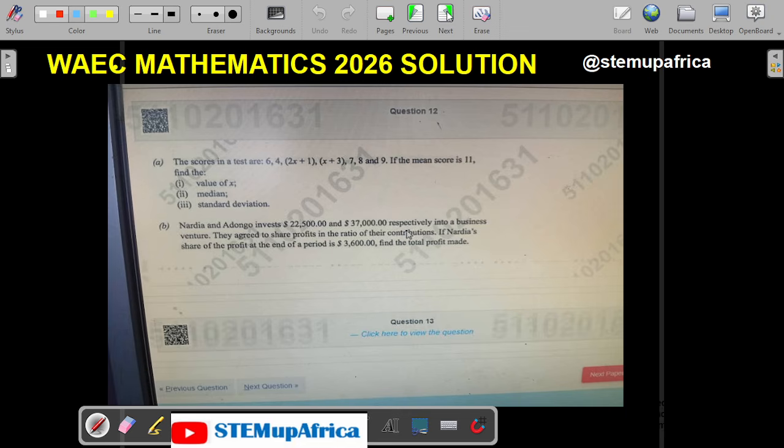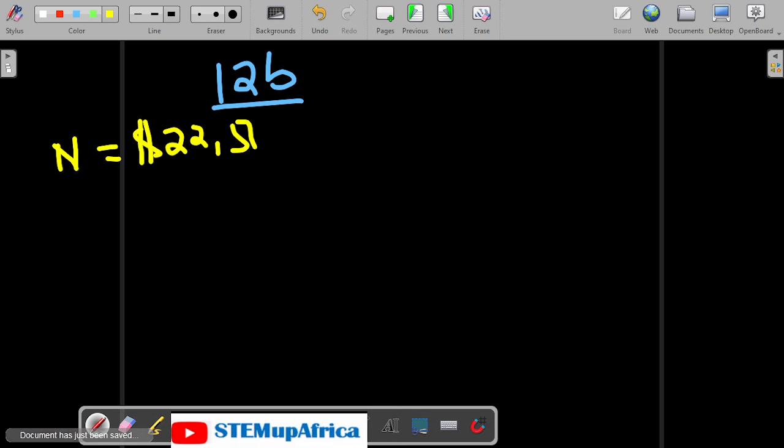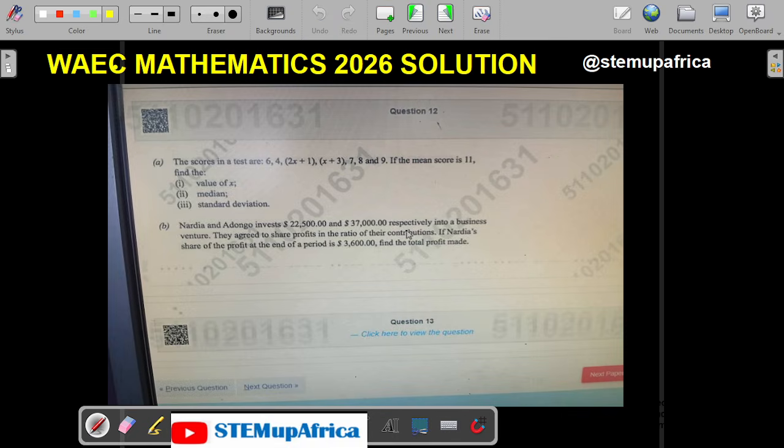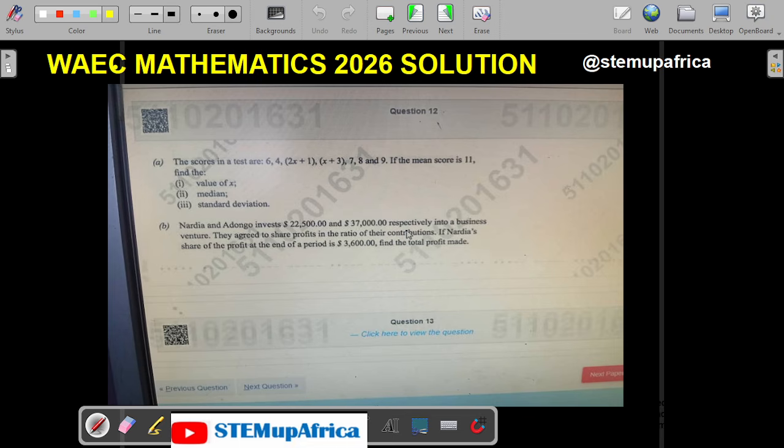So I'm going to have 12b. N for Nadia contributed $22,500. Dongo contributed $37,000. So if you look at the question, follow the question carefully. They said both of them agreed, before they entered the business, to share the profit in the ratio of their contributions.